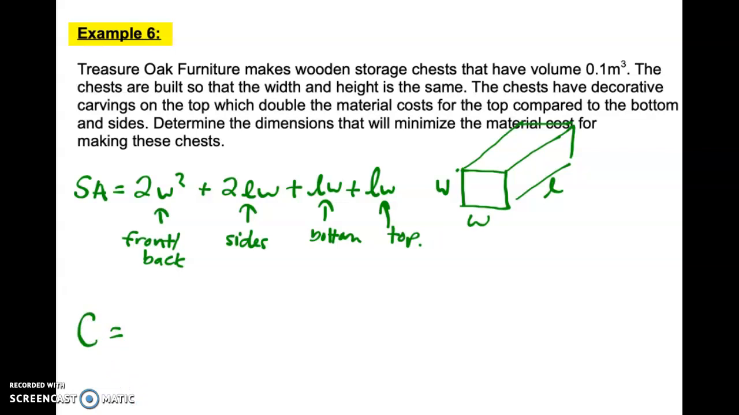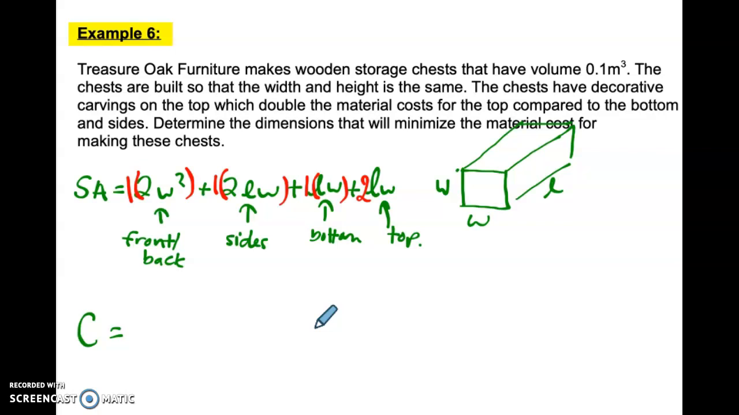a cost formula, something that takes cost into account, the only thing that would actually change here is that we would really consider each of these to sort of have a unit cost of 1. The top, the front, back, and sides all have the same cost. The only thing that's different here is that the top has double the cost. So if everything else had a cost of 1, the top would have a cost of 2.